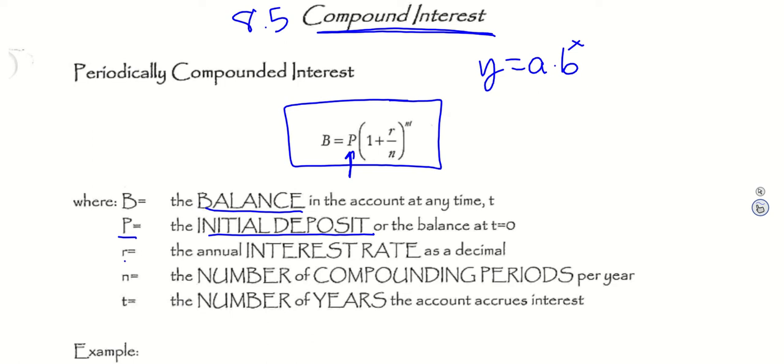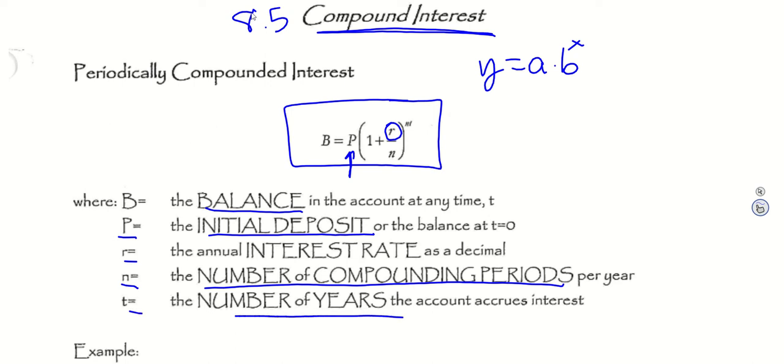The annual interest rate, our R, is put up here, and it's the numerator of a fraction because N, the number of compounding periods per year, is what we're going to divide that rate by, and we're going to add it that many times per year. So we'll see that in an example. T would be the number of years that the account accrues interest.